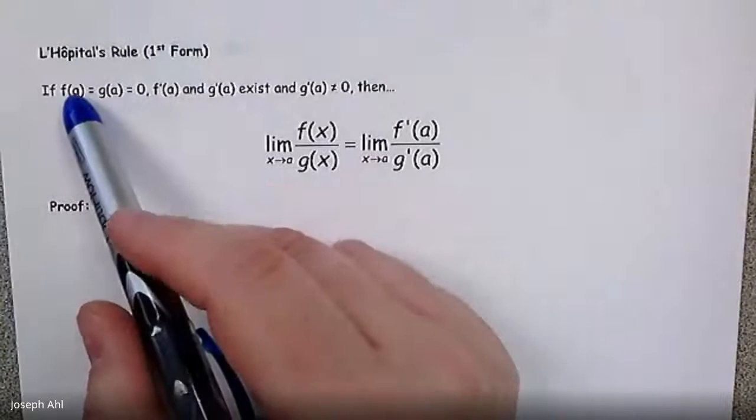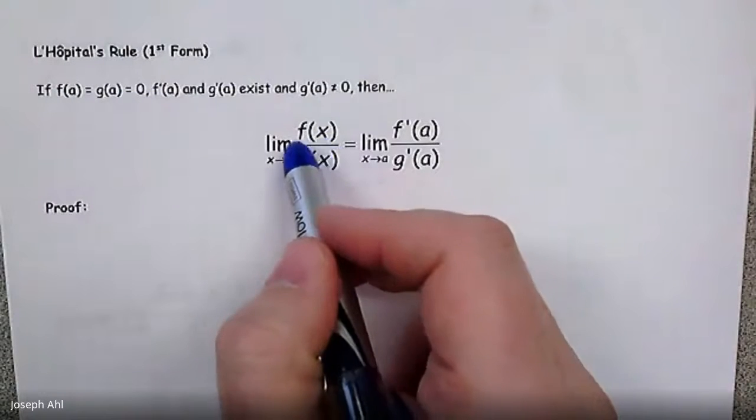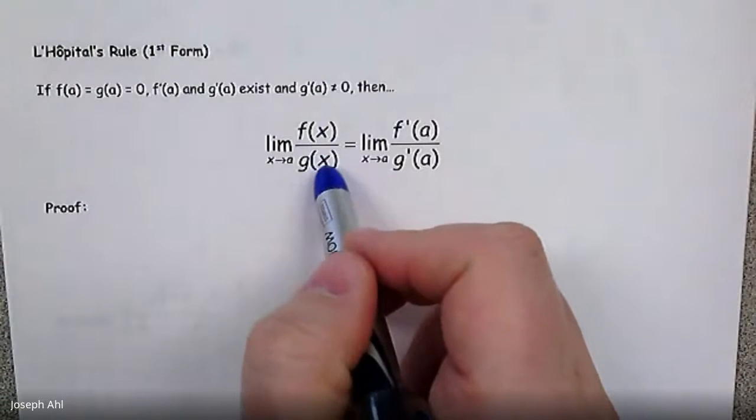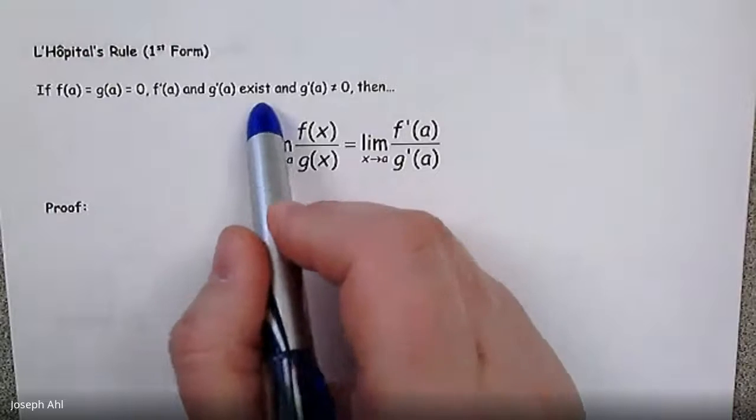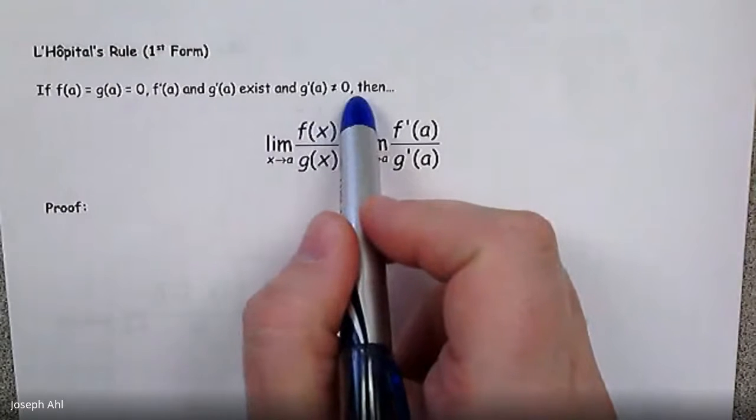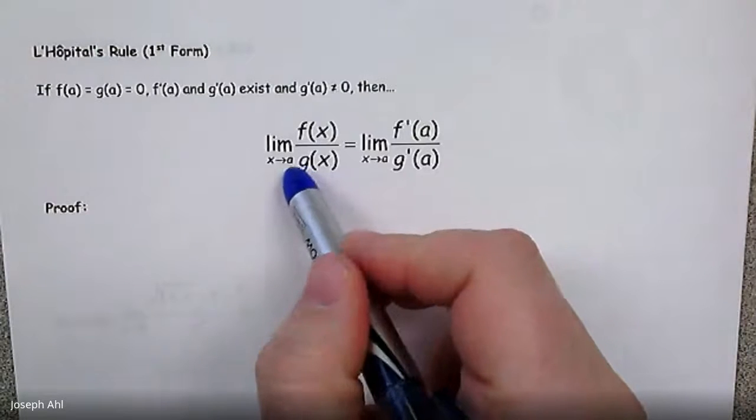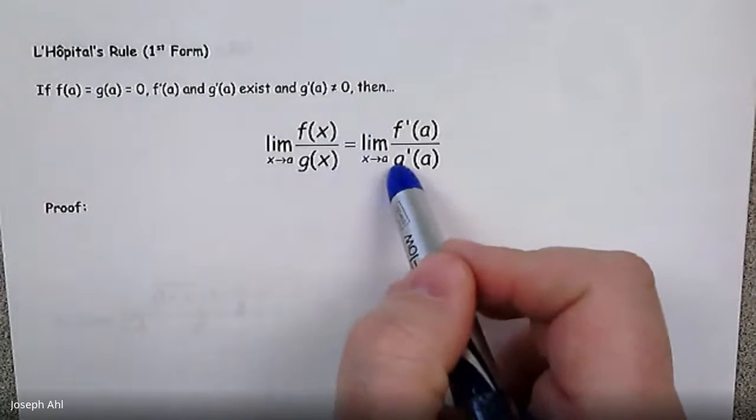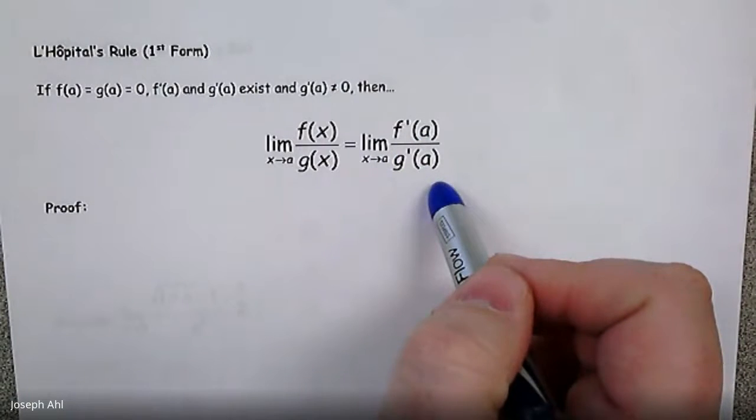So here are the conditions. If f of a and g of a equal 0, okay? So that's the case where if they're both 0, the limit is 0 over 0, indeterminate. But f prime and g prime of a exist, and g prime of a is non-zero, then what we know is that the limit as x goes to a of f of x over g of x is equal to the limit as x approaches a of f prime of a over g prime of a.